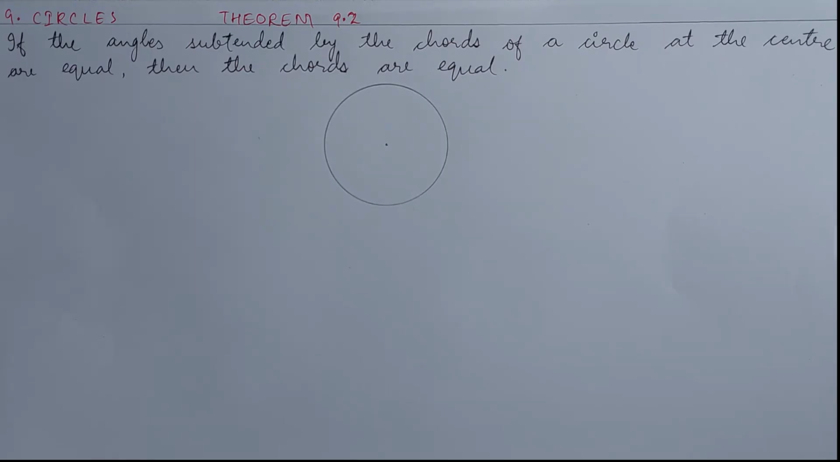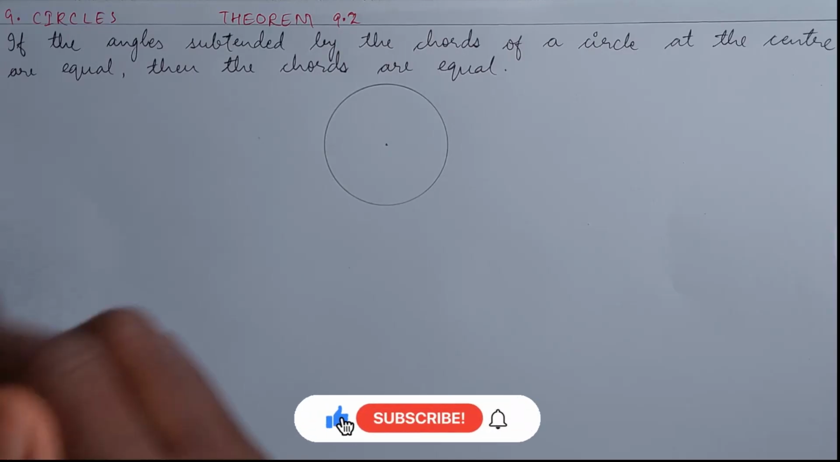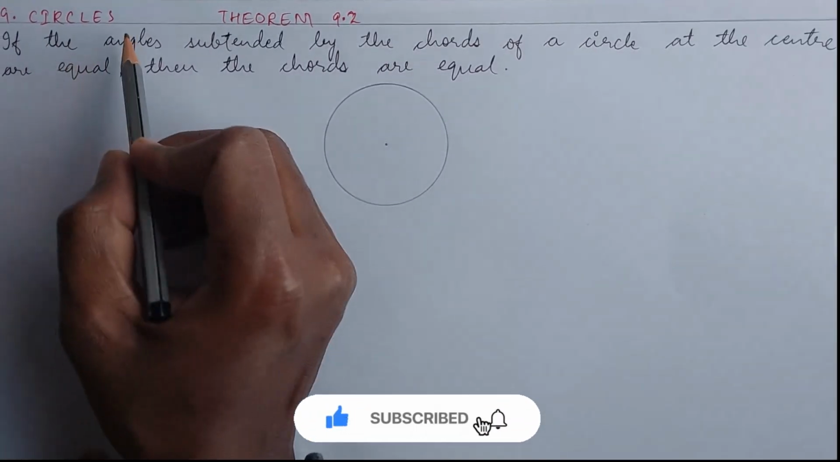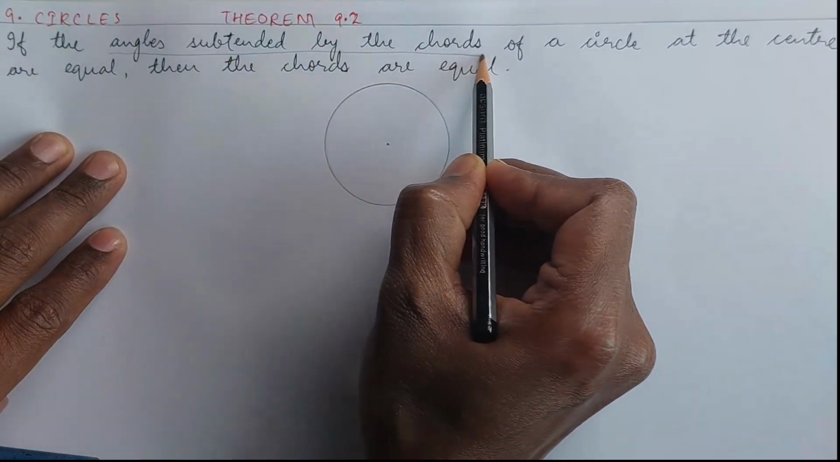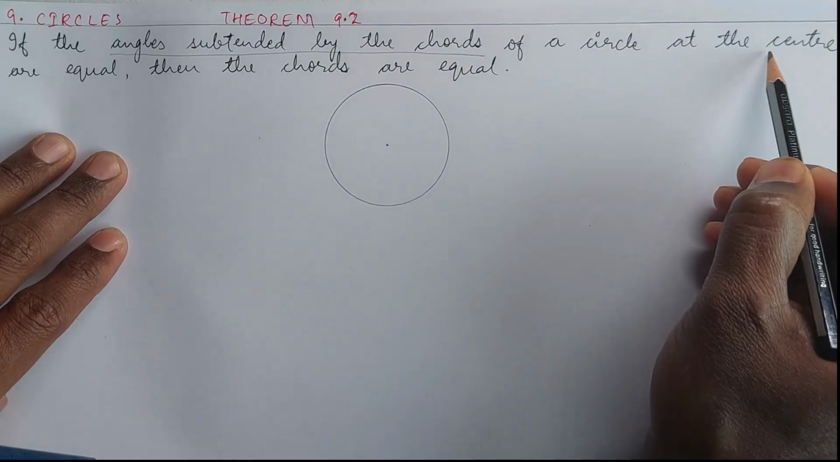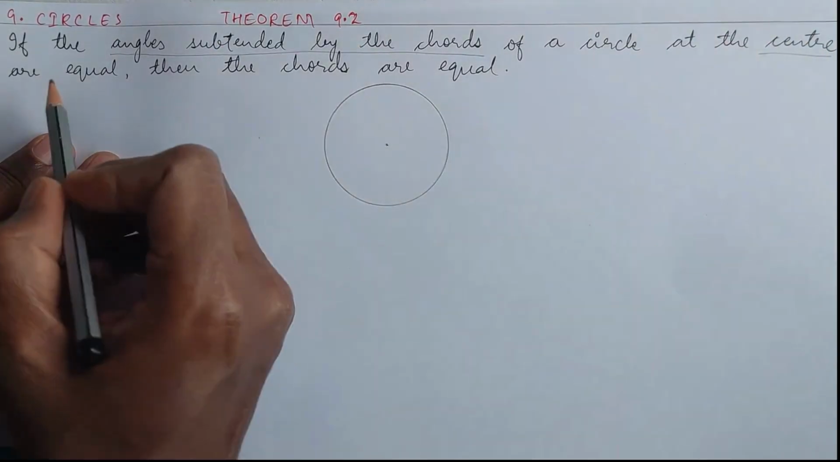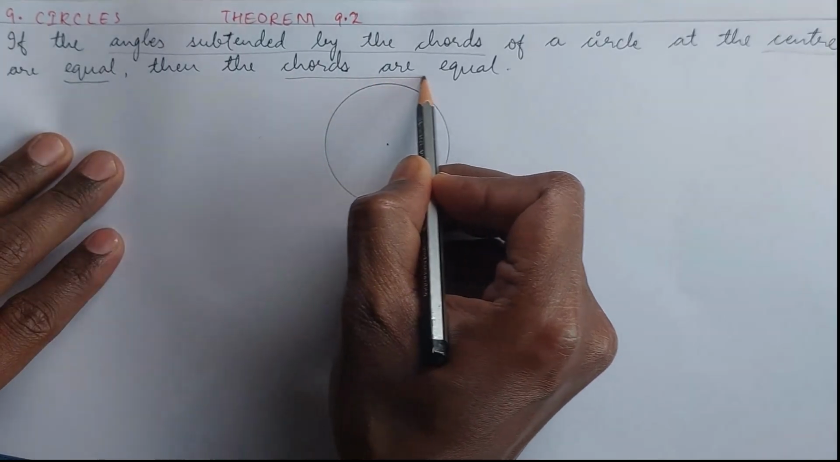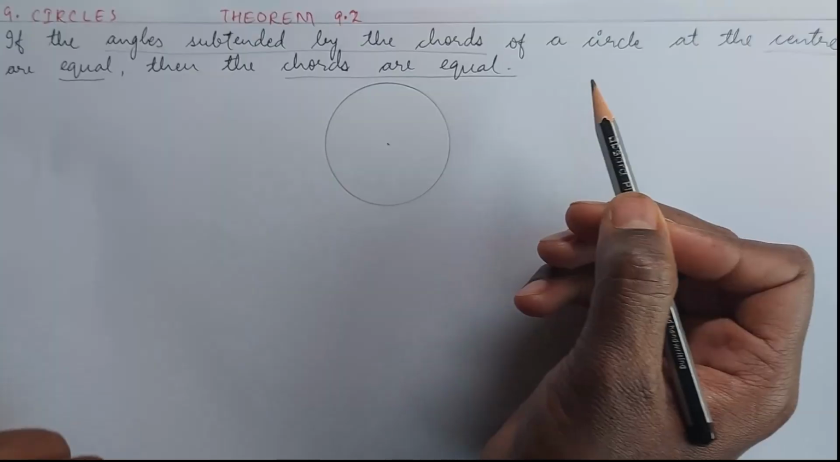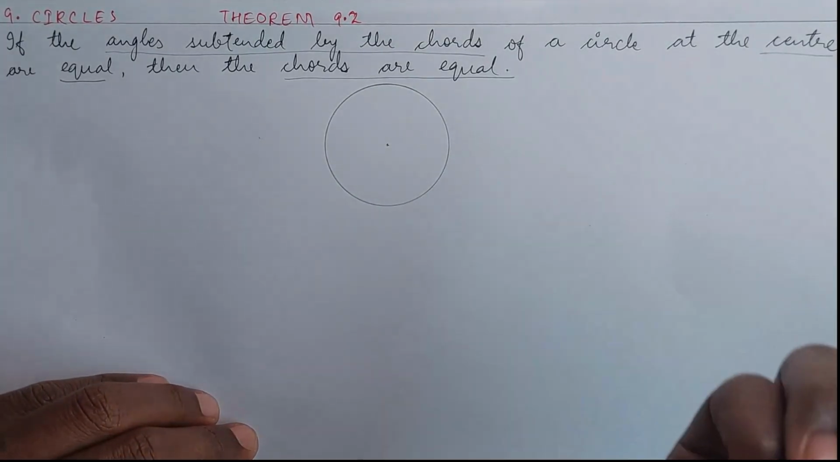Converse means opposite. Here the statement says if the angles subtended by the chords of a circle at the center are equal, then the chords are equal. So let us see how this theorem is true.